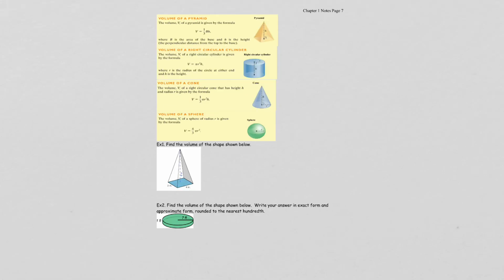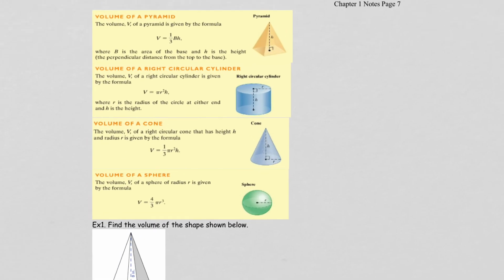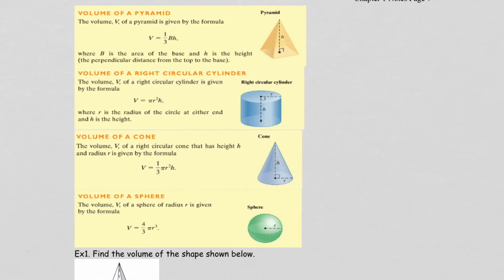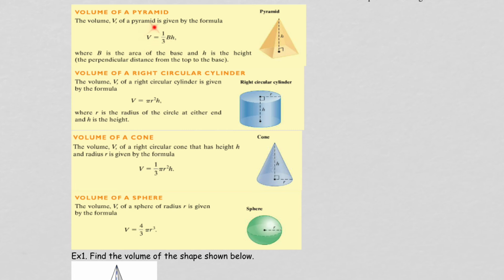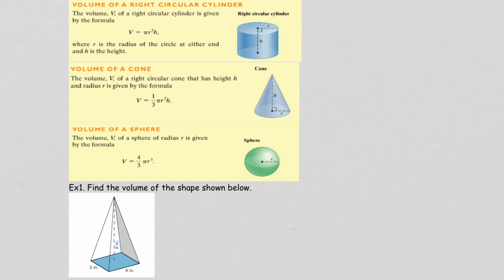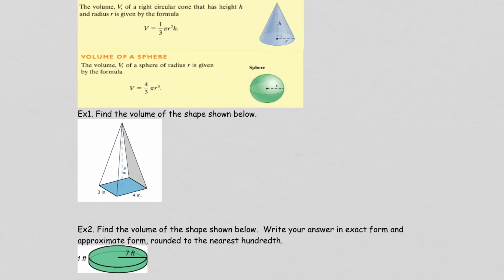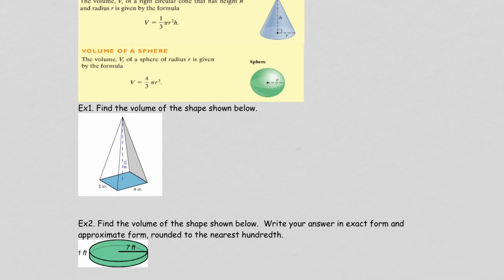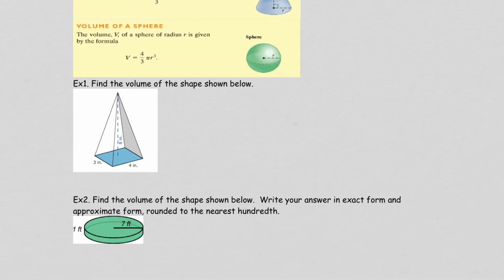Let me go to the next page. The next page also shows you different shapes with the formulas to remember, right? Pyramid, that's the formula. Cylinder, that's the formula, right? So all different types of shapes, you have a formula for it. So that's all you need to remember. So the first question is asking you to find the volume of the pyramid.